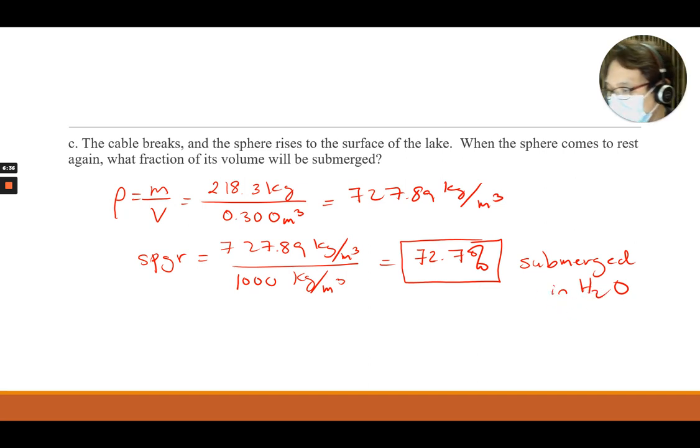Okay, in the freshwater lake. If we follow the rules on significant digits, this would be 3 SF kasi yung given is 0.300 cubic meter.